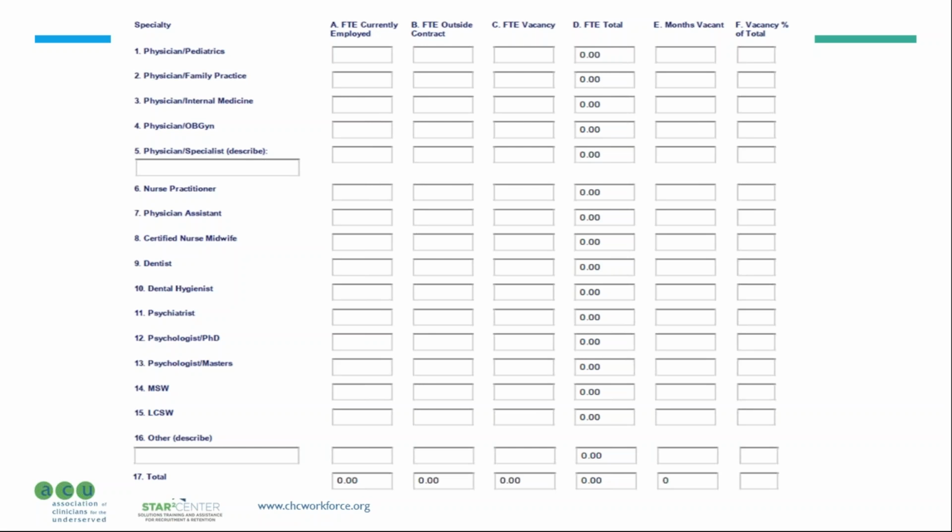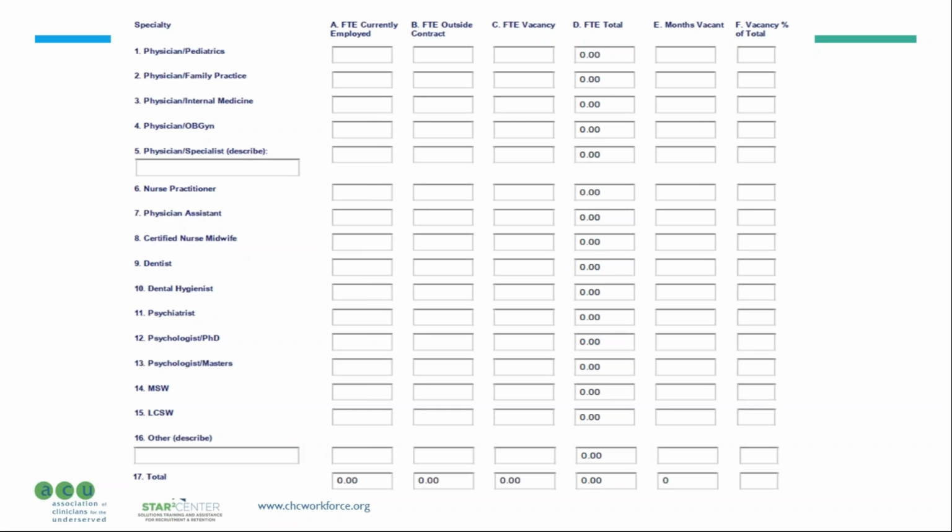So if you normally have 3.0 pediatric physicians, but you have a vacancy right now, in column A, you would put 2.0 for the ones that are currently employed, and you'd put 1.0 for the vacancy, just so we can calculate the accurate percentage of vacancy that you have. And then in column D, that's the calculation.